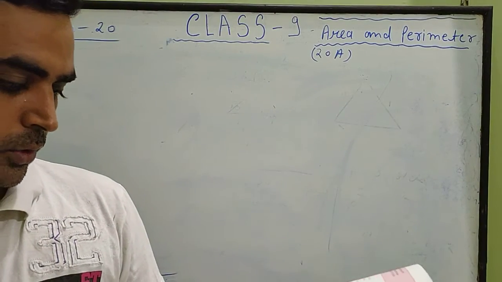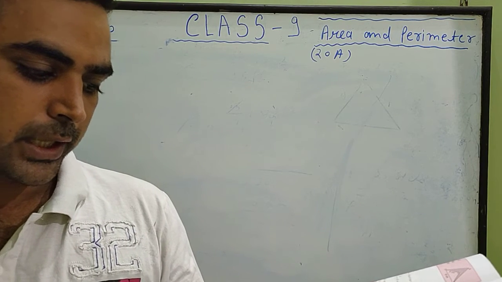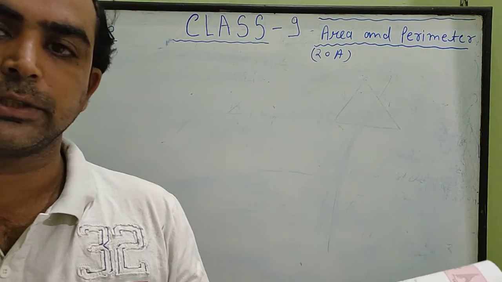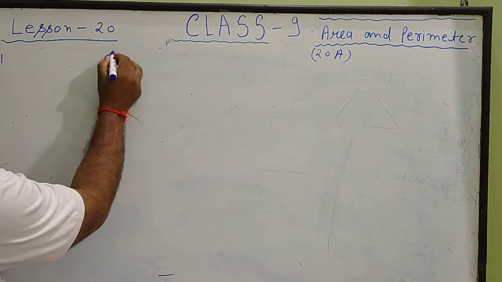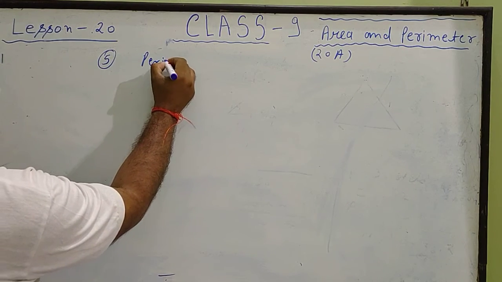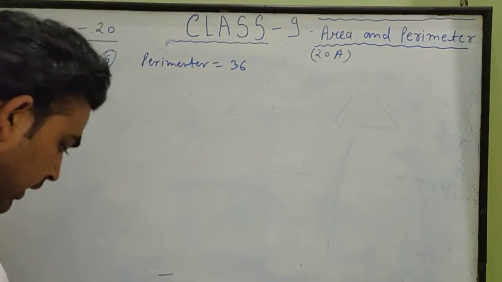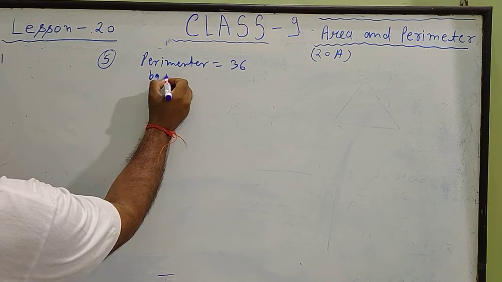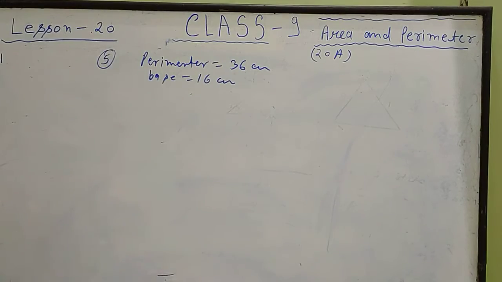Okay. So question number 5 is: find the area of an isosceles triangle with perimeter 36 and the base given as 16 centimeter. Question number 5, perimeter is given 36 and base is given 16 centimeter. Okay, two data are given. Now we solve this question.